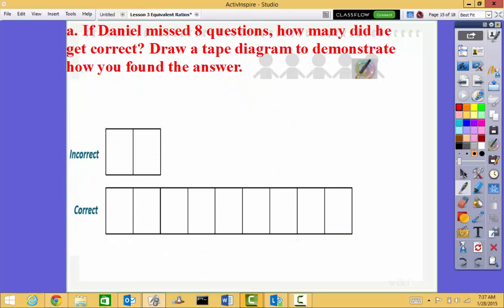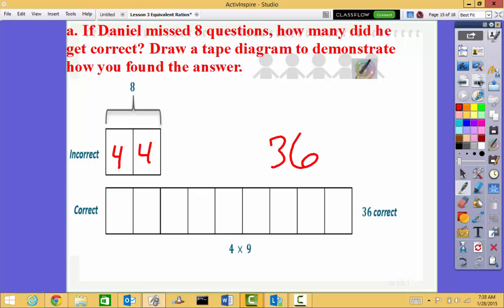So here's our solution for the first one. Daniel has a ratio of 2 to 9. So Daniel had 8 incorrect. So how big is each section? Well, each section would be 4. So here I would have 4 times 9, since there's 9 boxes, which is 36. So Daniel would have got 36 questions right.